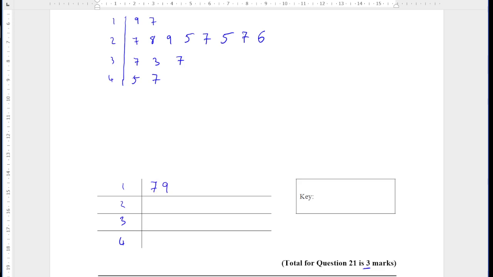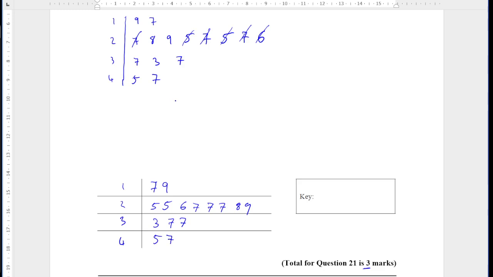These in order, so my smallest value here is looking like a 5, and I've got 2 of them. So I'm going to cross them out. Then I've got a 6, just 1 6. Then I've got 1, 2, 3 7s, an 8 and a 9. Then my 3s, I've got a 3, then 2 7s, and then my final one is 5 and a 7.